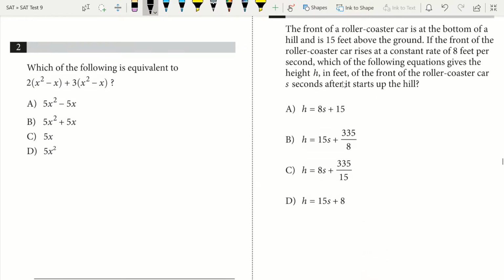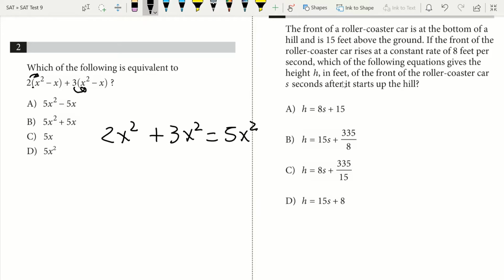Question 2, which of the following is equivalent to this equation shown here? Alright, so what I'm going to do is combine my like terms. So I see I'm going to have 2 times x squared. That's going to give me 2x squared. I see I'll have 3 times x squared. So I'll have 2x squared plus 3x squared to give me 5x squared.